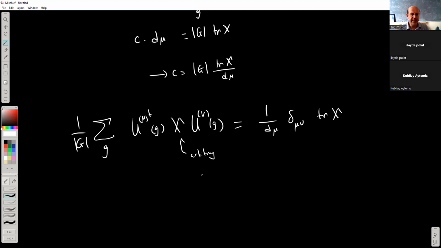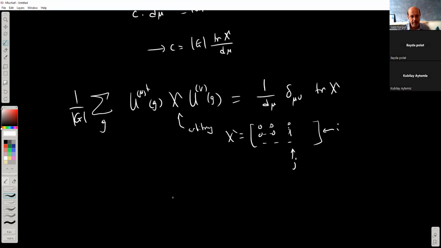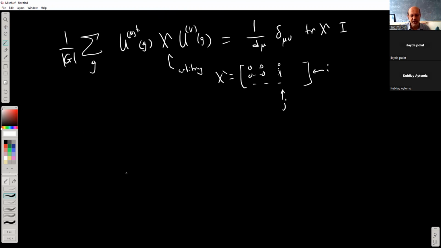Now, what we do after that step is take this X matrix as a matrix where all entries are equal to 0 except one entry, somewhere in here. For example, the ijth entry, that's the ith row and jth column. Sorry, there's an identity in here. In short, I'm just going to write down the final relationship in here.